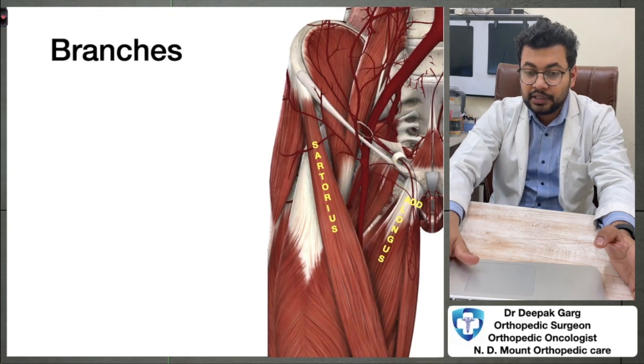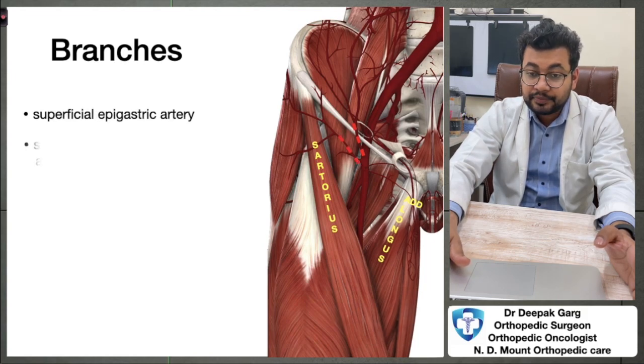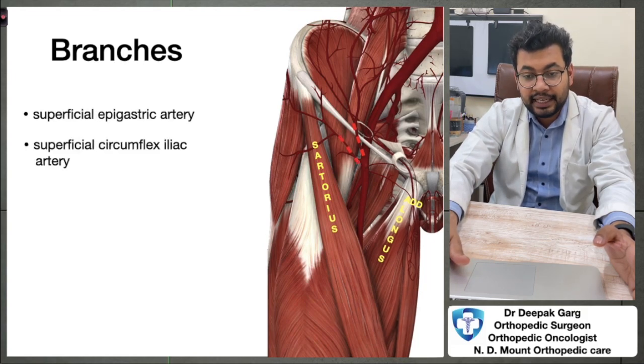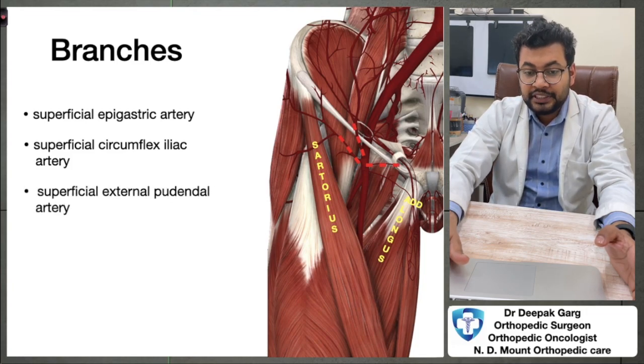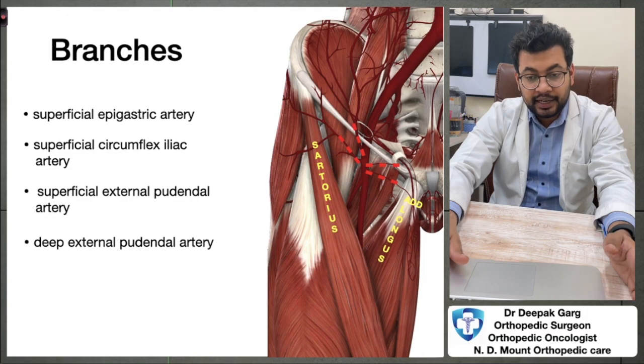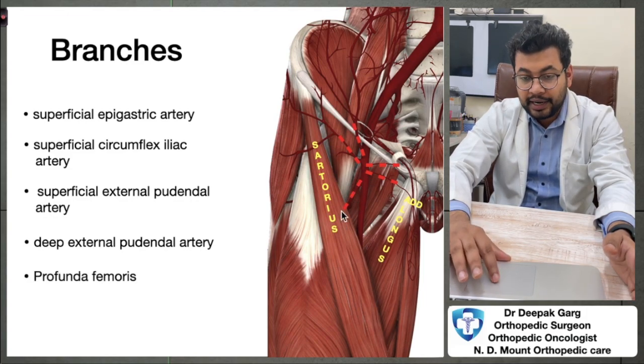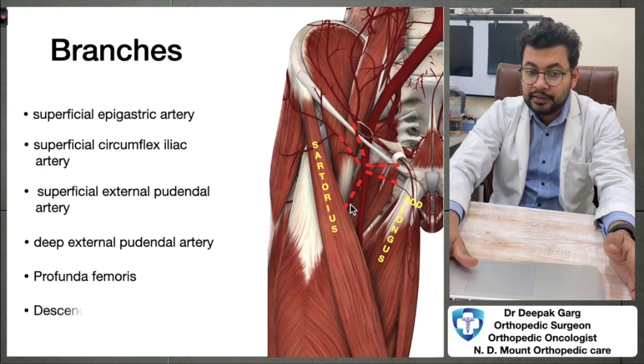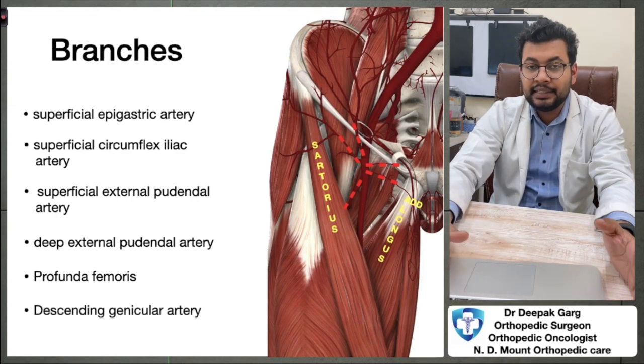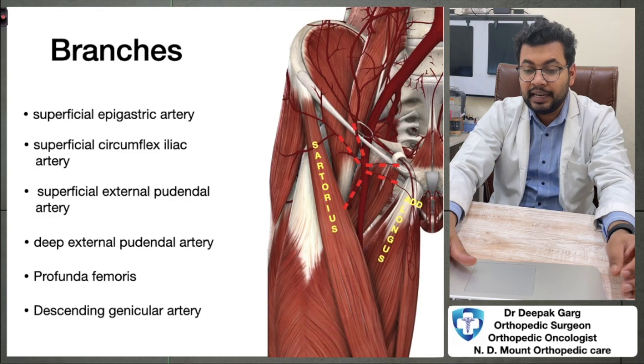So the branches given by the femoral artery in the femoral triangle are the superficial epigastric artery, superficial circumflex iliac artery, superficial external pudendal artery, and deep external pudendal artery. Another major branch is the profunda femoris artery, and another branch is the descending genicular artery, which is given at the level of the adductor hiatus.